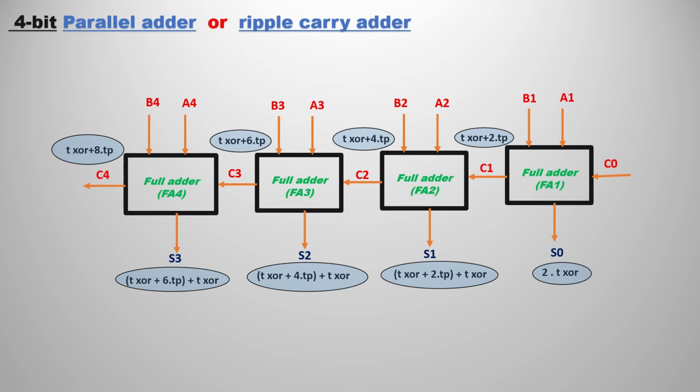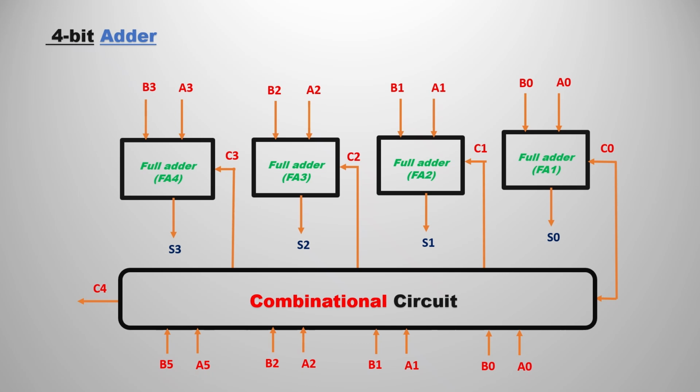Before seeing the CLA, let's see how it reduces the propagation delay. This is the 4-bit ripple carry adder, where the first carry gives the first sum, the second carry gives the second sum, and so on. Each full adder, suppose full adder 2, has to wait for the carry of full adder 1. Likewise, full adder 3 has to wait for the carry of full adder 2. This is the main issue in the 4-bit parallel adder, or ripple carry adder.